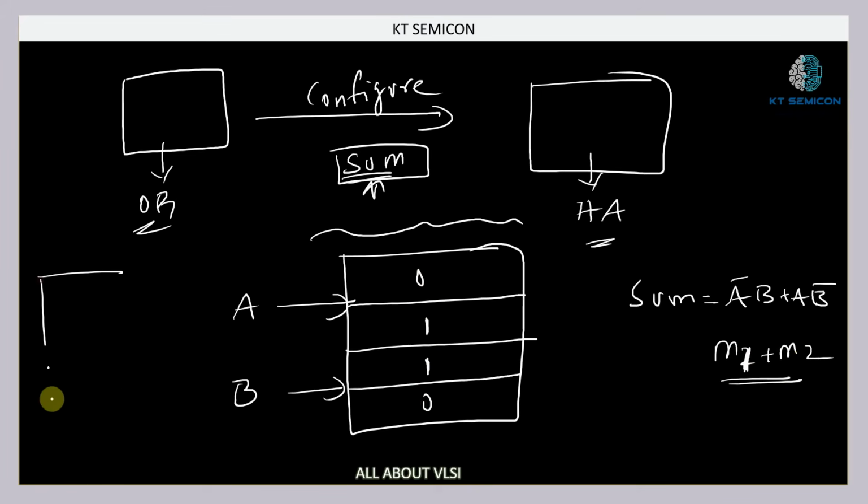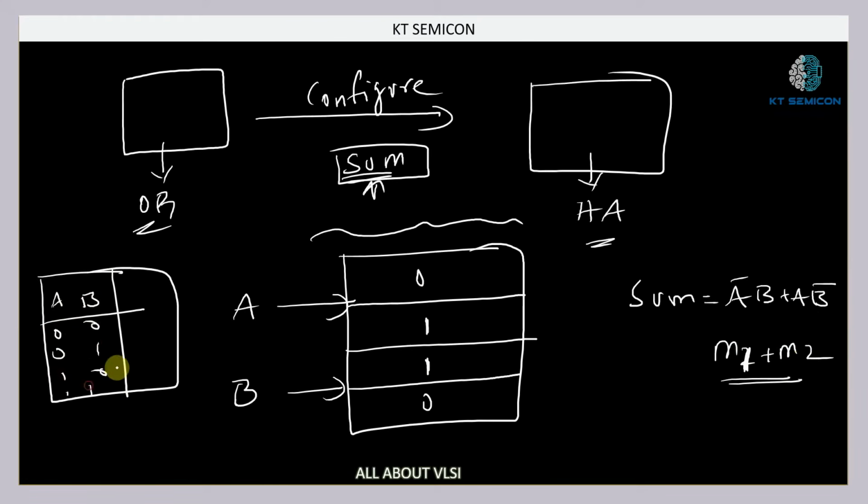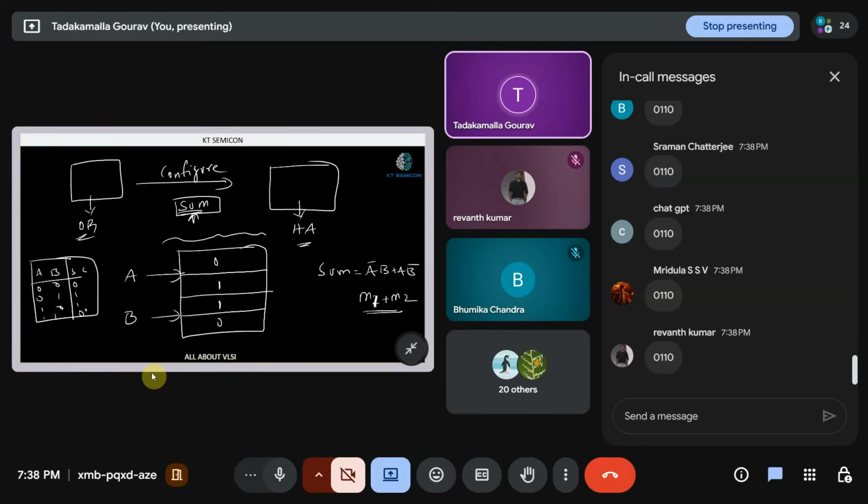Or else you can also refer to the truth table of your half adder, where we are going to have A and B: 0 0, 0 1, 1 0 and 1 1, sum and carry 0 1 1 0. Is it clear for everyone? Yes or no?